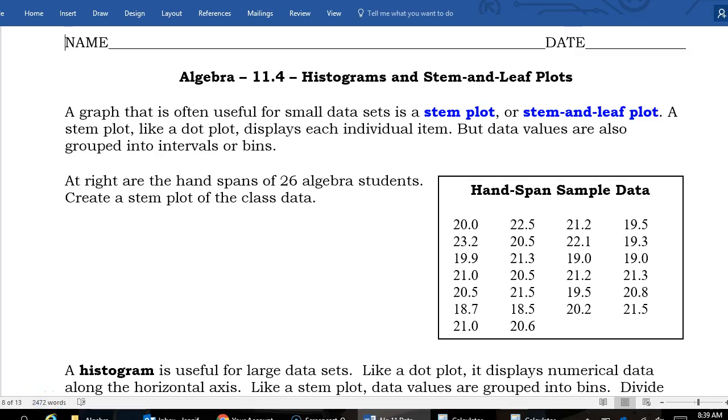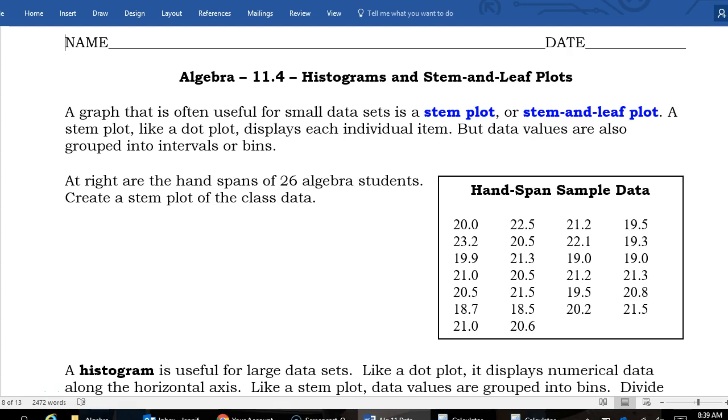This is Algebra Lesson 11.4, Histograms and stem and leaf plots. A graph that is often useful for small data sets is a stem plot, sometimes called a stem and leaf plot. A stem plot, like a dot plot, displays each individual data item, but data values are also grouped into intervals or bins. At right are the handspans of 26 algebra students. Create a stem plot of the class data.